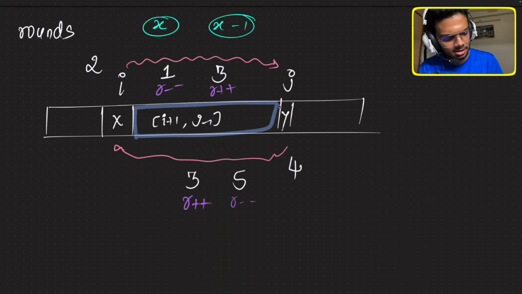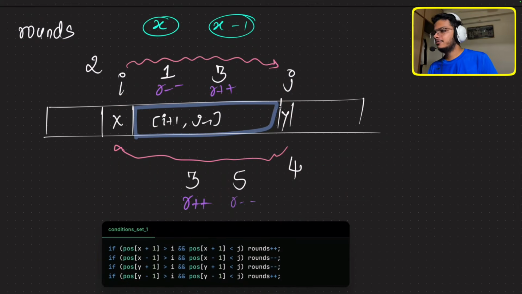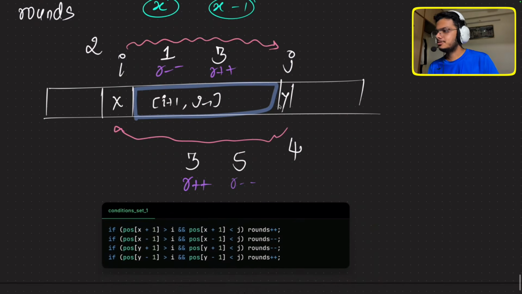If you want, I can write all those conditions here, but I'll just show you directly. It will save me some time. You can verify for yourself that these are the conditions which will change the round. Depending on whether x plus 1 or x minus 1 or y plus 1 or y minus 1 is found in the portion greater than i and less than j, you can increment the number of rounds.